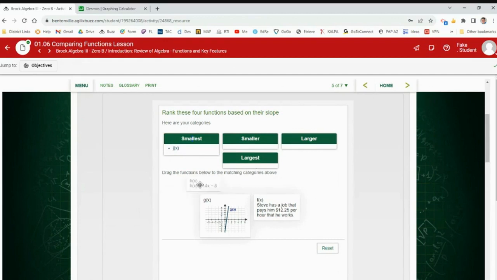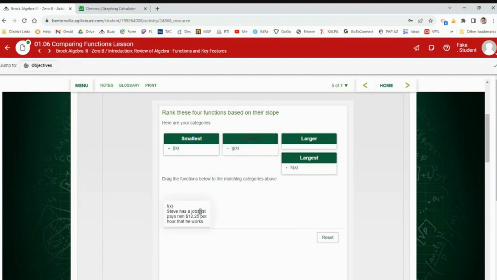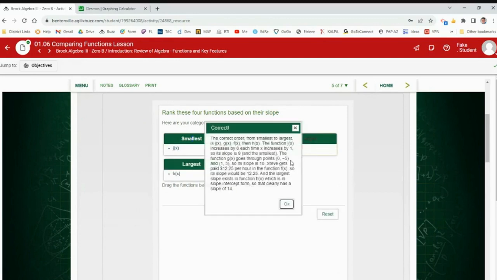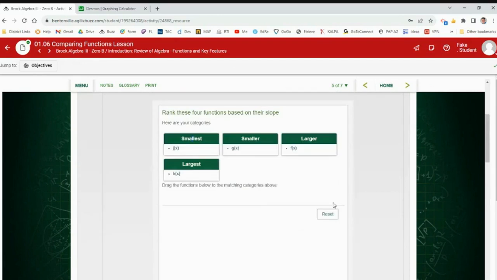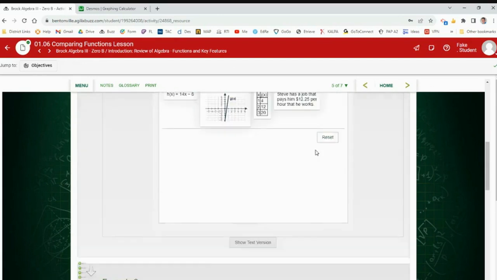Largest, the largest was the 14. And then the smaller and larger between the others. This was 10, and this was 12.25. Correct. There we go. All right, so you can reset that. But yeah, you look through those, and this is just comparing the slope.